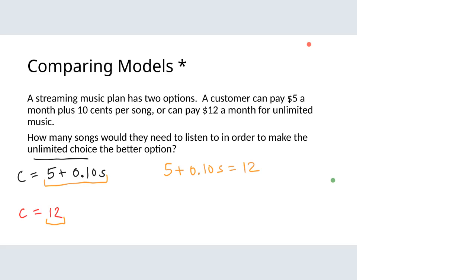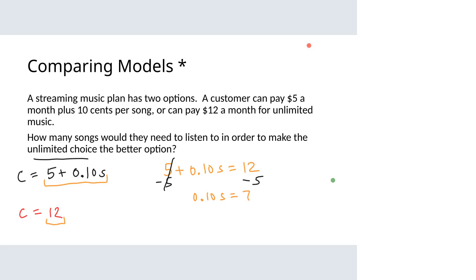All right, so I'm trying to solve this for S, which means I need the term with S by itself, which means I've got to peel this from the outside in and get rid of that 5. To get rid of that 5, we'll subtract 5 on the left. Those will cancel, and subtract 5 on the right. That leaves us with 0.10s is equal to 7.